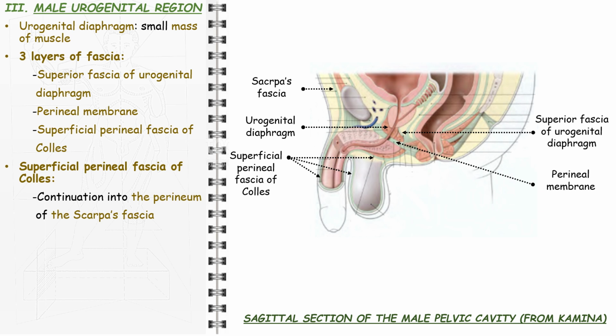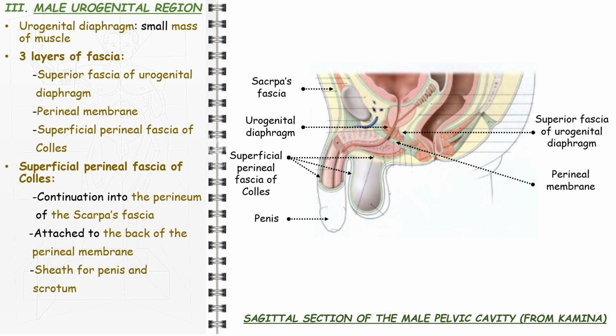The superficial perineal fascia is attached to the back of the perineal membrane and forms a sheath for the penis and scrotum. The area between this fascia and the perineal membrane is the superficial perineal pouch, which contains the root of the penis, the superficial perineal muscles and some branches of the pudendal nerve and vessels, together with the pendulous part of the penis, the testes and spermatic cords.